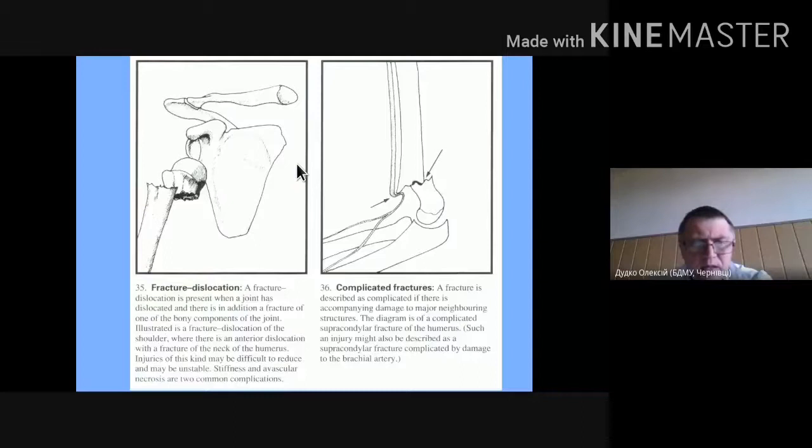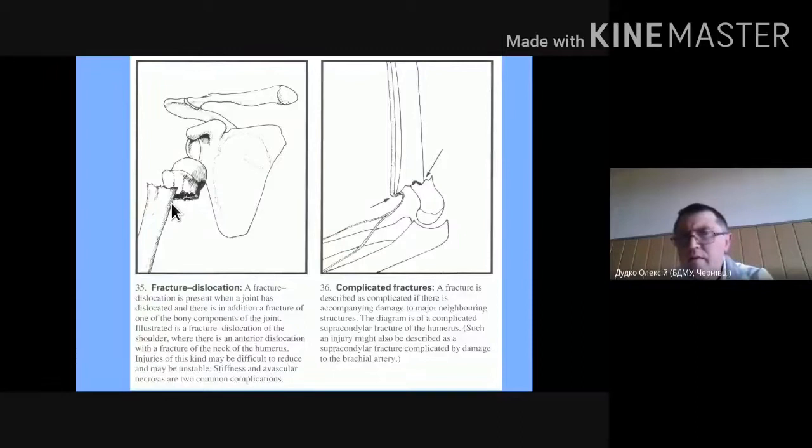Now let's talk about fracture dislocations. We already discussed fractures and dislocations. Actually, this is a combination of a fracture and a dislocation. So with these fracture dislocations, we should manage both pathologies. First of all, we reduce the dislocation, and then we repair the fracture, usually by means of internal fixation.